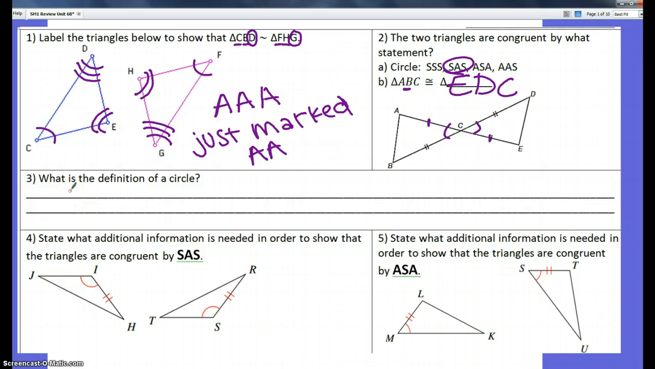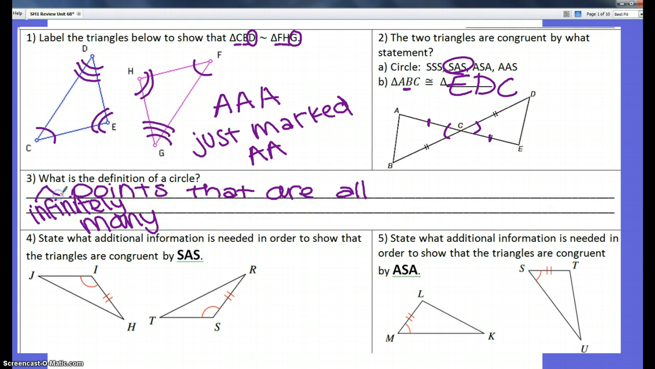What's the definition of a circle? A circle is points that are all, so we should say infinitely many points, that are all equidistant from the center.